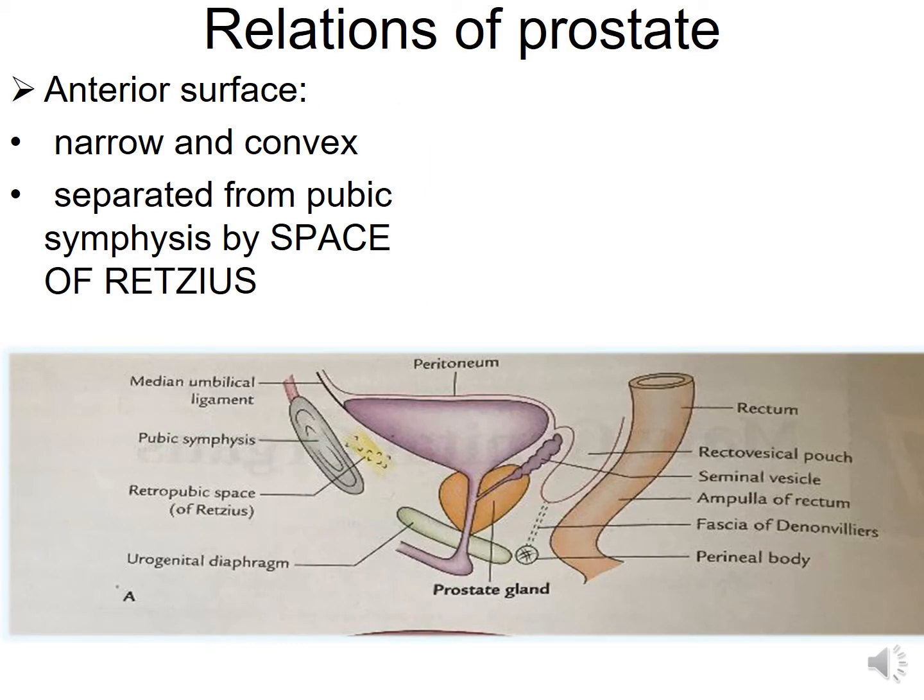Now coming to the surfaces, the anterior surface of prostate is narrow and convex, and it is separated from the pubic symphysis by a potential space which is known as the space of Retzius, where we have retropubic fat. So anterior surface is narrow and convex.